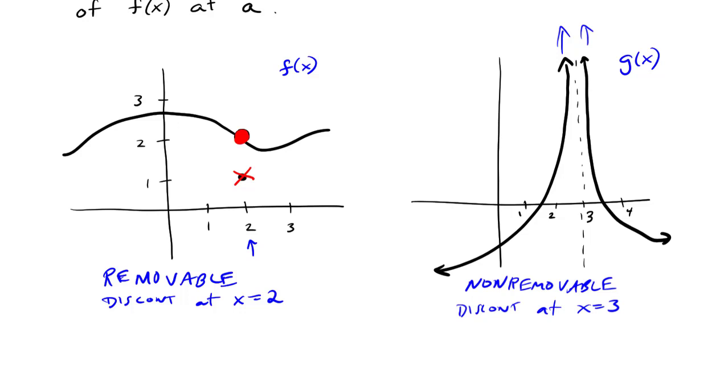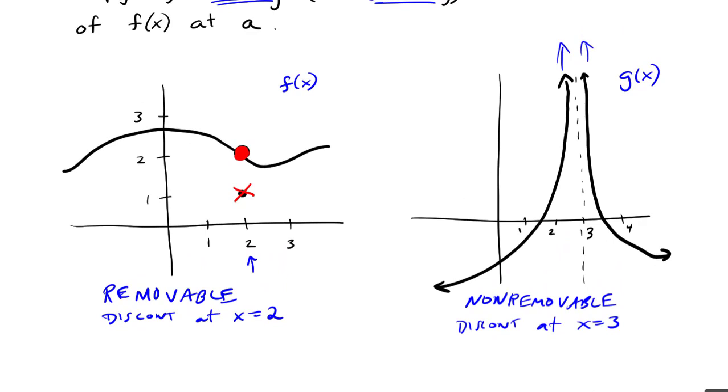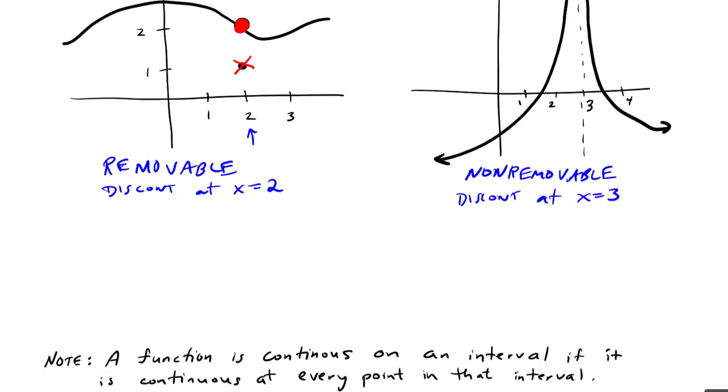Okay, but now you say, wait a minute, how am I going to know that if I don't have the graph? Well, notice what it comes down to. The big difference between these two examples is the limit idea. In f of x here, the limit existed, we just had the function defined at the wrong place. In g of x, the limit didn't exist. And that gives us a way of talking about this.